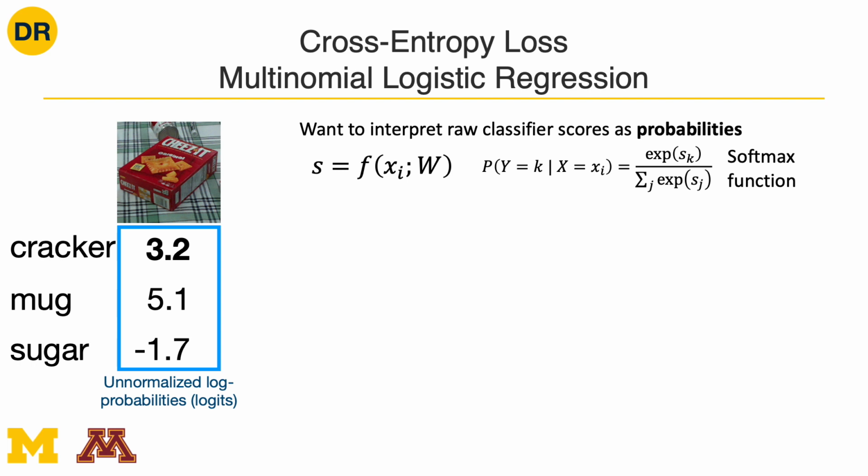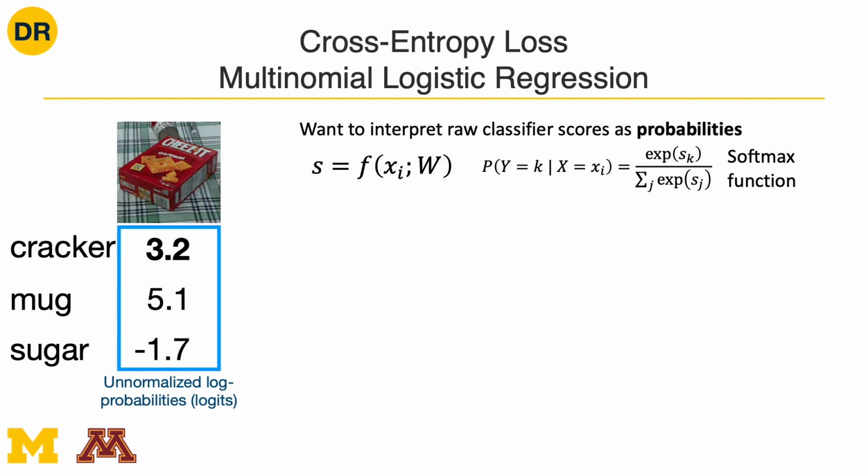Let's look at what that looks like with an actual concrete example to get a better understanding. Let's say that we have our Cheez-It box image, and the scores produced by our linear model are given as numbers for each of these three classes. Cracker has a score of 3.2, Mug has a score of 5.1, and Sugar has a score of negative 1.7. This is just the raw output from our linear model. These are usually called logits, or unnormalized log probabilities in the case of a cross-entropy loss.